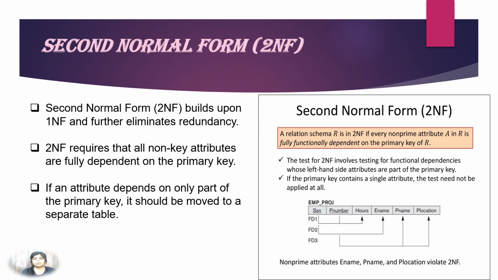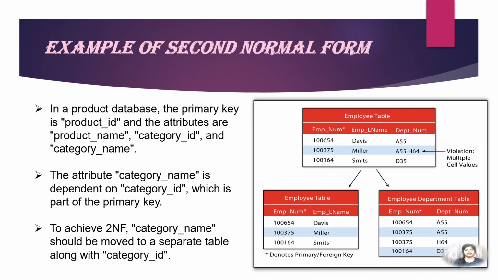Note that if a proper subset of the candidate key determines a non-prime attribute, it is called a partial dependency. The normalization of first normal form relations to second normal form involves the removal of partial dependencies. If a partial dependency exists, we remove the partially dependent attributes from the relation by placing them in a new relation. Example of second normal form.